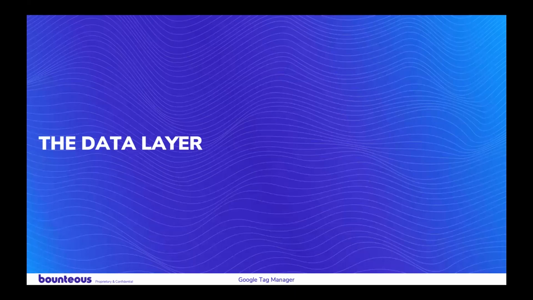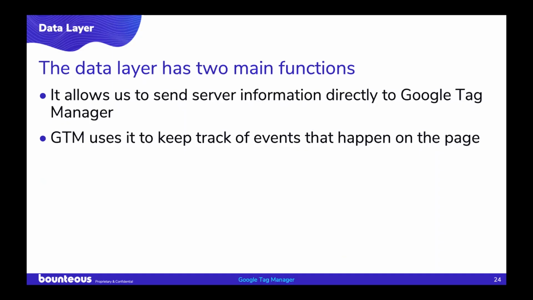And then there's the concept of the data layer, which I've alluded to a few times, but we haven't really dug into all that much. So the data layer does a couple things. It allows us to send data in a particular format over to Google Tag Manager. And it also allows you to keep track of events that happen on the page.